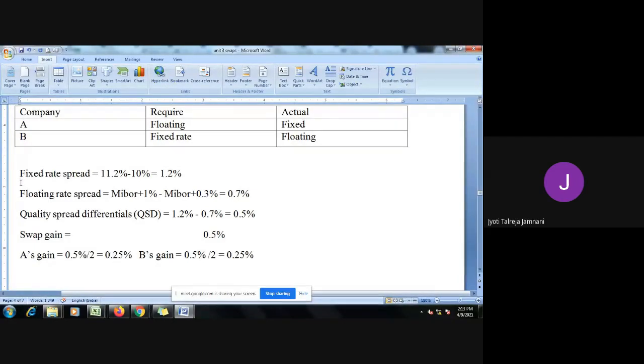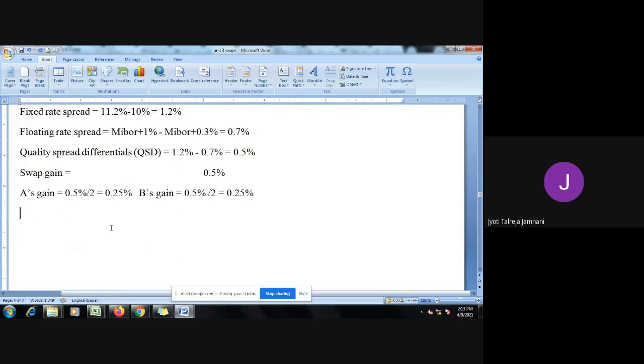Hopefully, she's clear with her doubt. Or maybe she typed it to tell that there is no bank gain when I had asked the question.